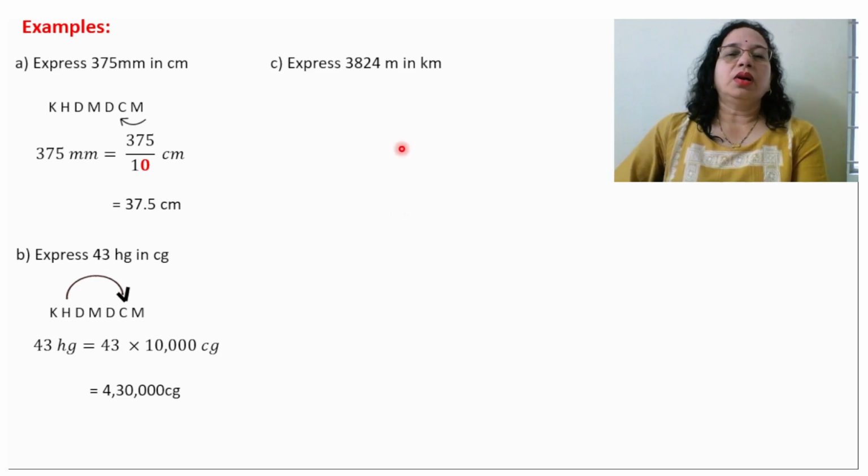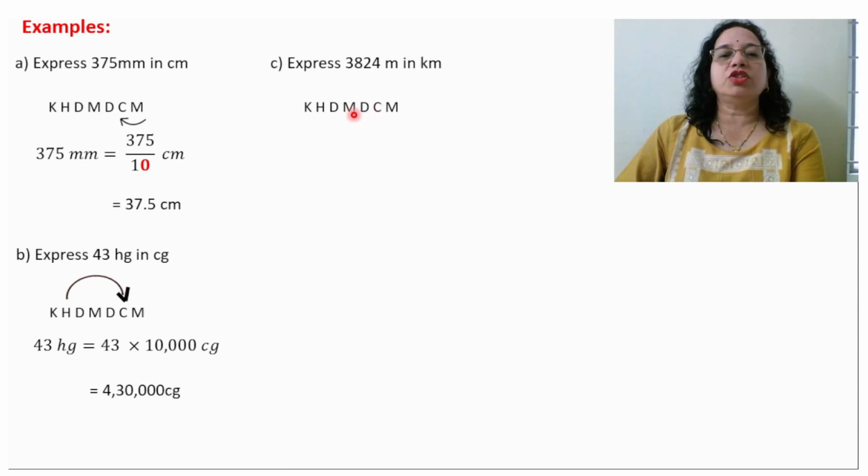Now convert meter into kilometer. So Kiran had drawn many different colorful masks. This is your meter and this is your kilometer. We will go from down. How many places? 10, 100, 1000. So divide by 1000. So three zeros are there. So leave these three places and your decimal will come over here. So 3.824 kilometer.